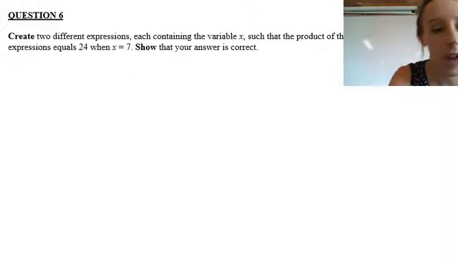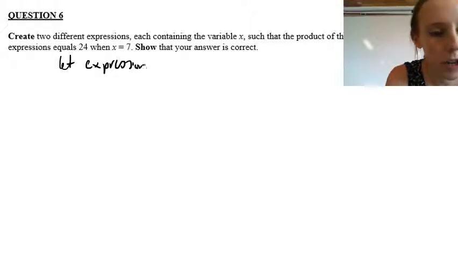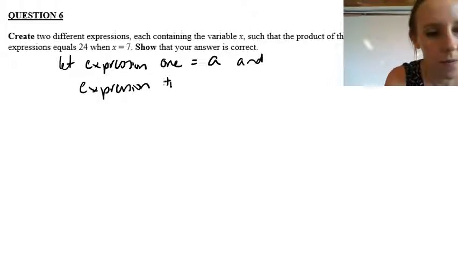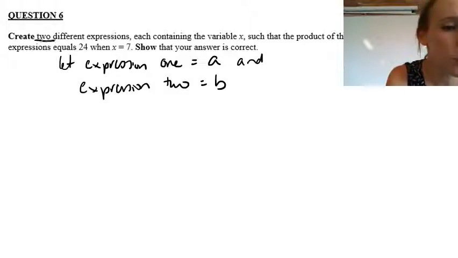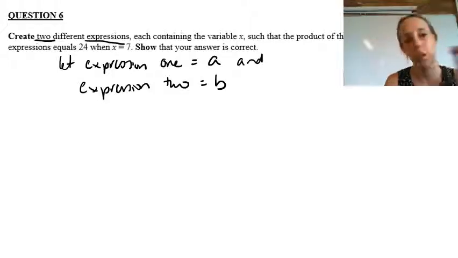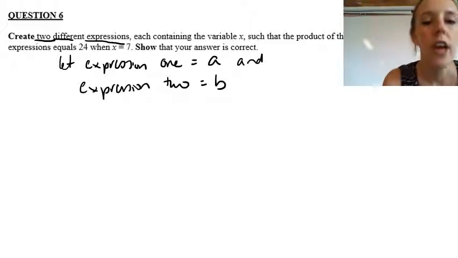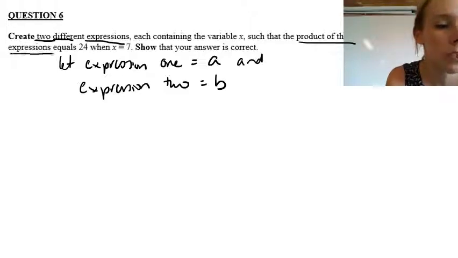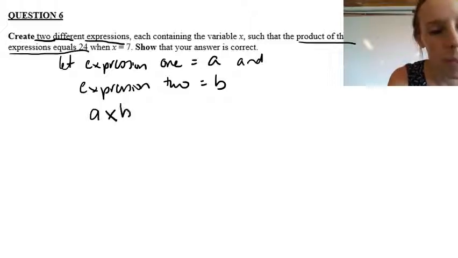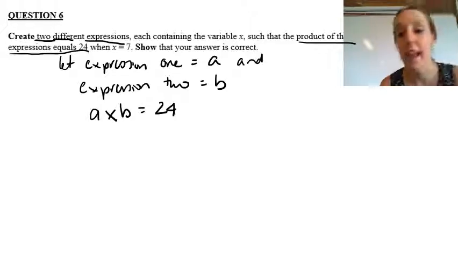Okay, so we need to have two different expressions. So we need to have expression 1 and expression 2. So I'm going to say let expression 1 equals A and expression 2 equals B, because it says two expressions. So there we go. I'm going to have two different expressions. So A and B are going to be my two different solutions. So it also says the product of the two expressions equals 24. So that means A times B has to equal 24 when x is 7, okay?